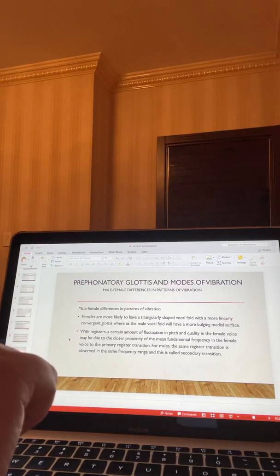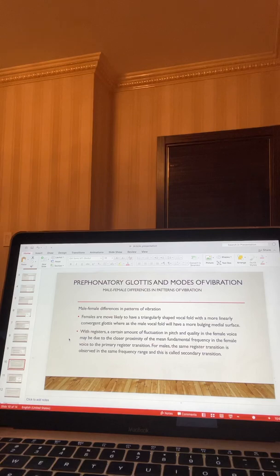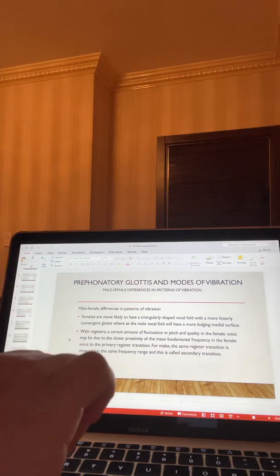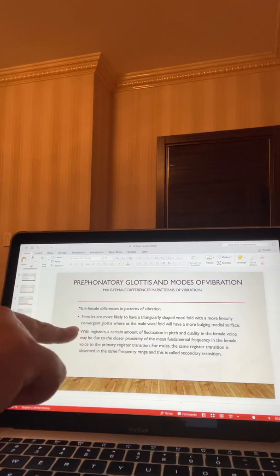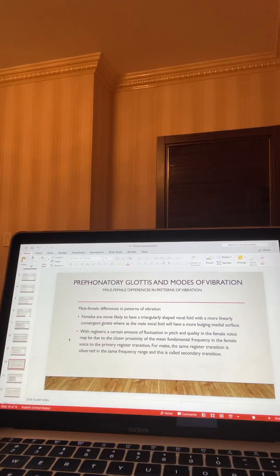Prephonatory glottis and modes of vibration. So these are male and female differences in the patterns of vibration. Females are more likely to have a triangularly shaped vocal fold with a more linearly convergent glottis, whereas the male vocal fold will have a more bulging medial surface.